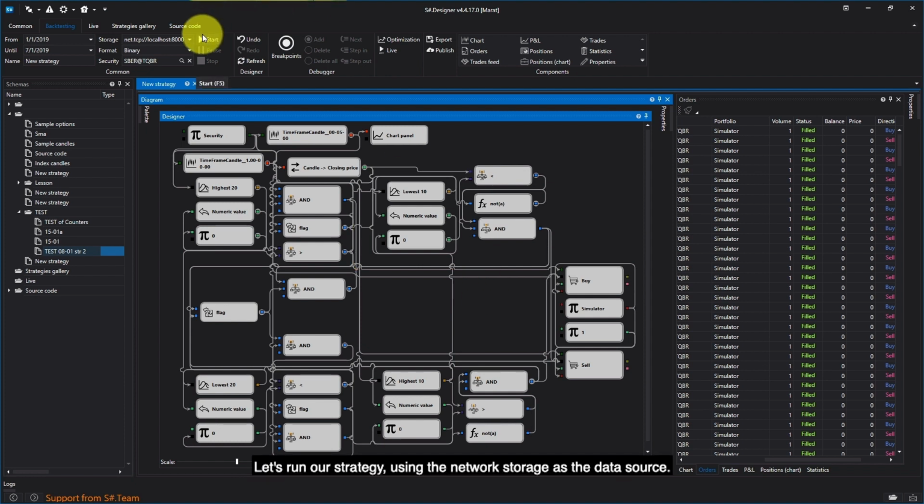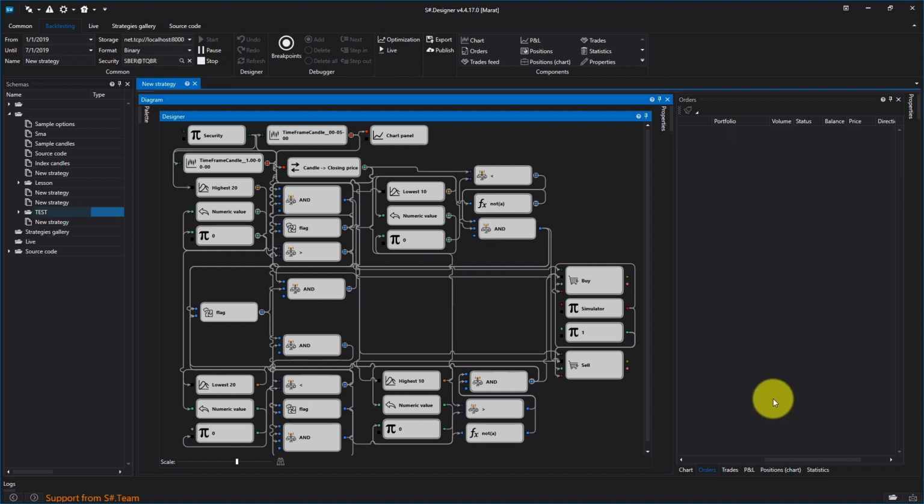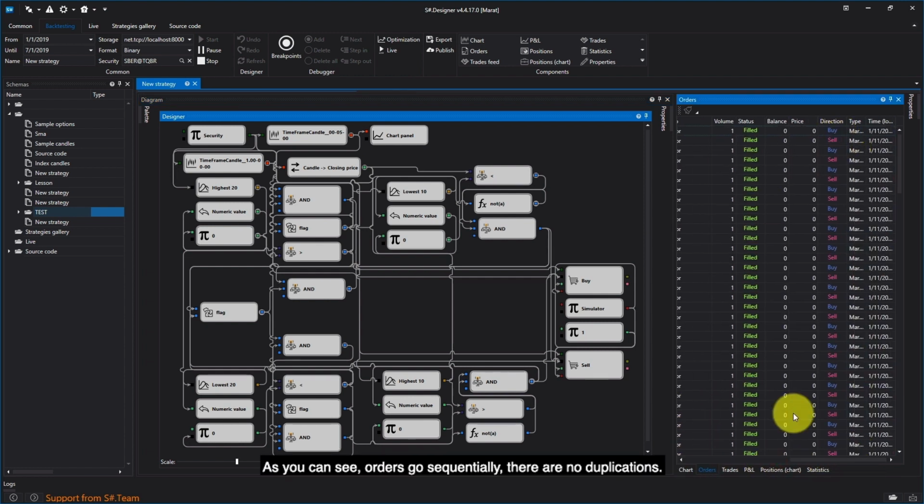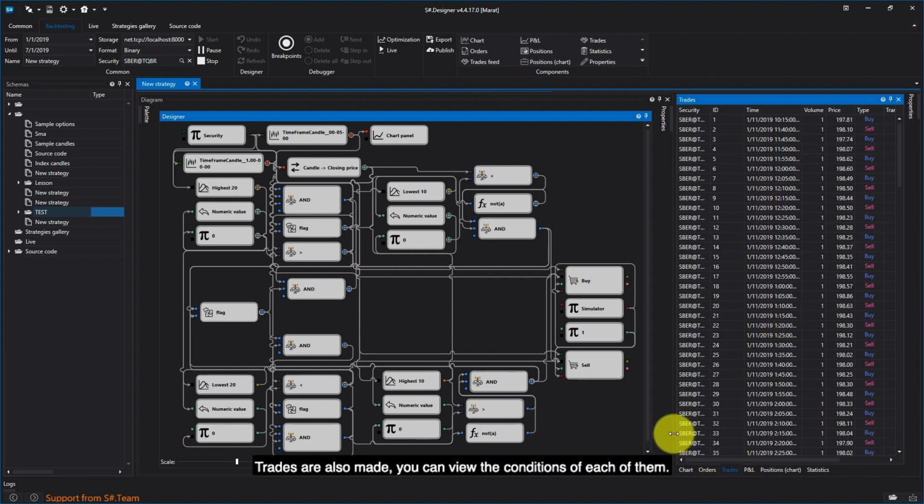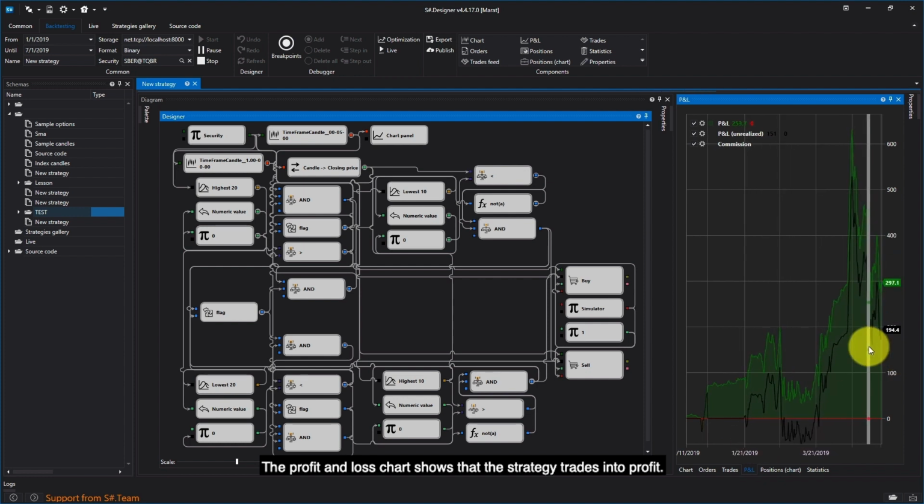Let's run our strategy using the network storage as the data source. As you can see, orders go sequentially. There are no duplications. Trades are also made. You can view the conditions of each of them. The profit and loss charts show that the strategy trades into profit.